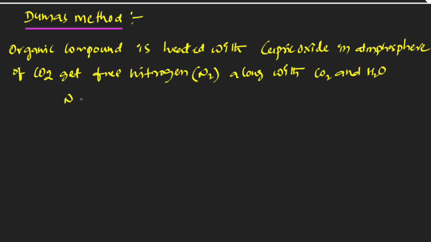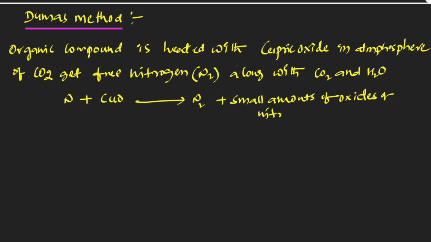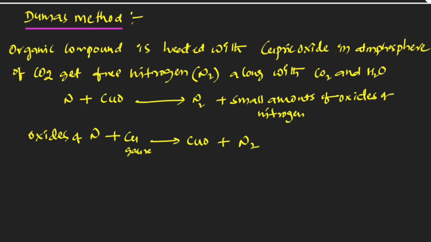Nitrogen with cupric oxide gives a small amount of oxides of nitrogen. Then the oxides of nitrogen are treated with copper gauze. It gives copper oxide and nitrogen. Some of the oxides of nitrogen are reduced by passing over copper gauze.